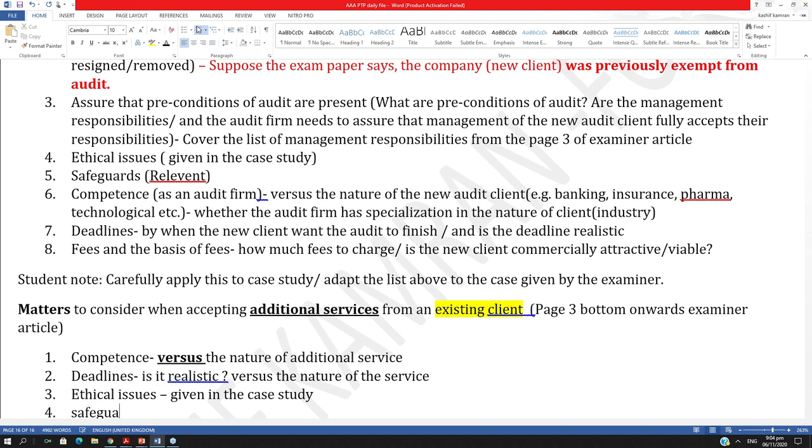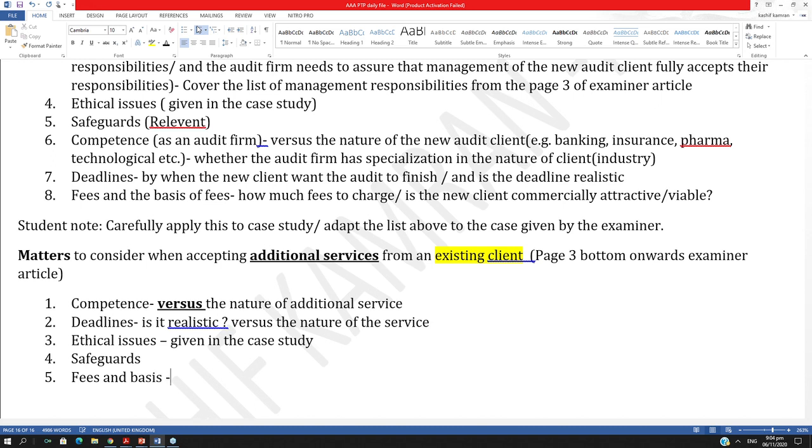And when you speak of the ethical issues, you speak of the safeguards. And finally, you look at your fees and the basis of the new service. How much fees will you charge for the new service? Just like the new client, how much income will you be getting from this new service? Right? So only 5. Do you believe the checklist for an existing client has gone down because we have knowledge of the business, we know the client, we know the preconditions are present? So do you see the checklist going from 8 to 5 when you are accepting additional services from an existing client?